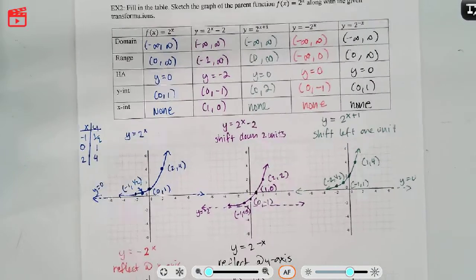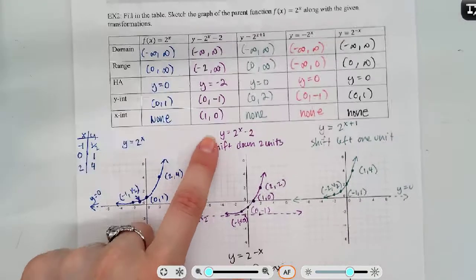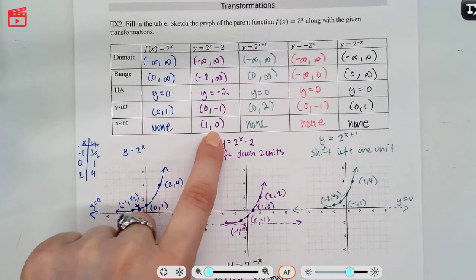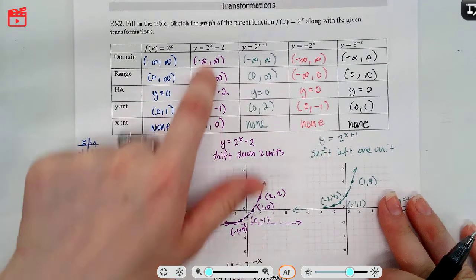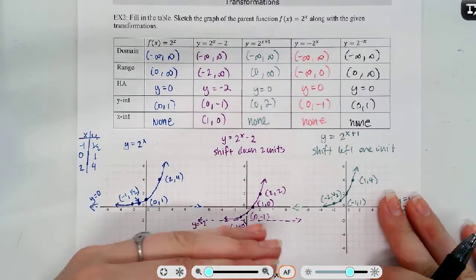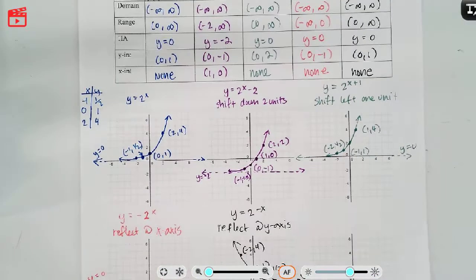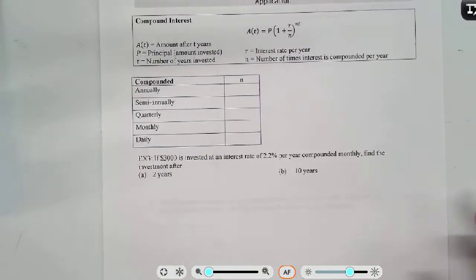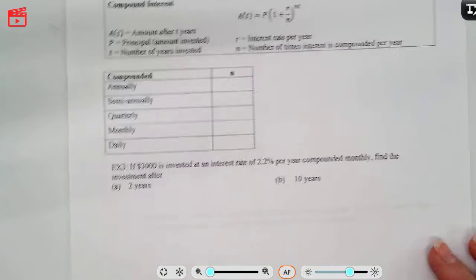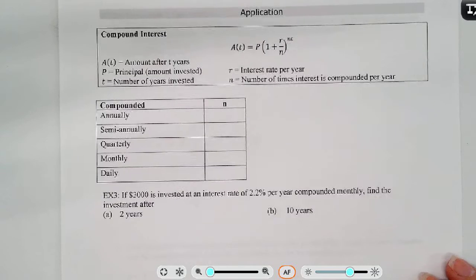Very interesting. Okay, so the only time we actually ended up with an x-intercept was when we had vertical shifts. That's when our horizontal asymptote would actually shift with our graph, which is kind of interesting. All right, we got one more example for this one. And then that is it for 4.1.